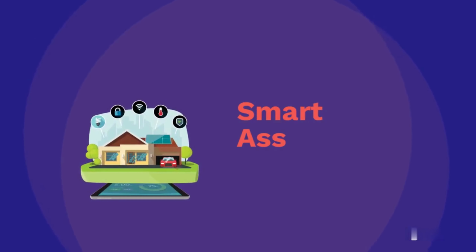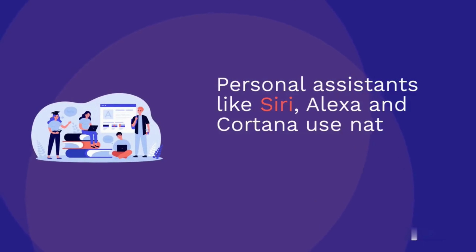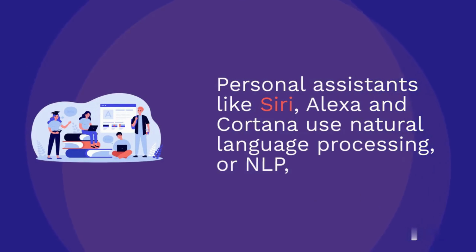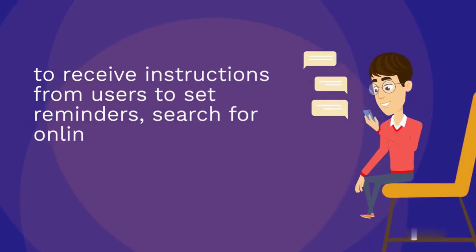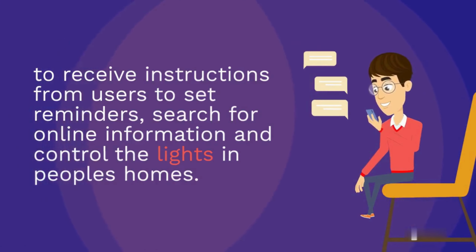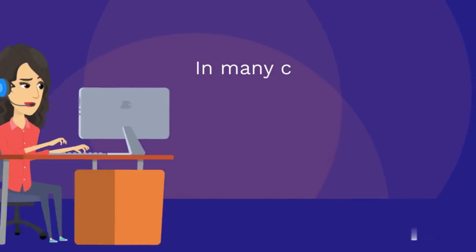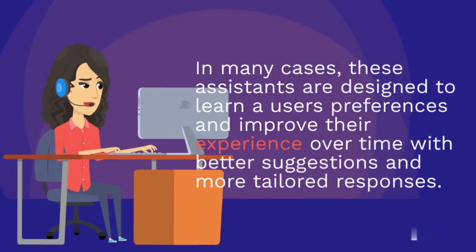Smart assistants. Personal assistants like Siri, Alexa and Cortana use natural language processing, or NLP, to receive instructions from users to set reminders, search for online information and control the lights in people's homes. In many cases, these assistants are designed to learn a user's preferences and improve their experience over time with better suggestions and more tailored responses.